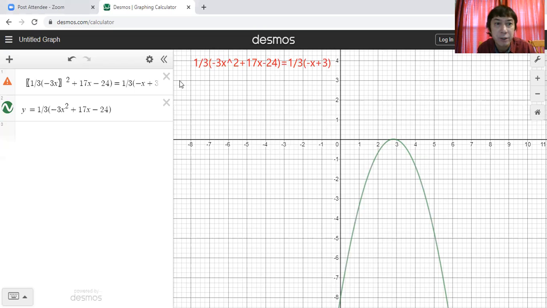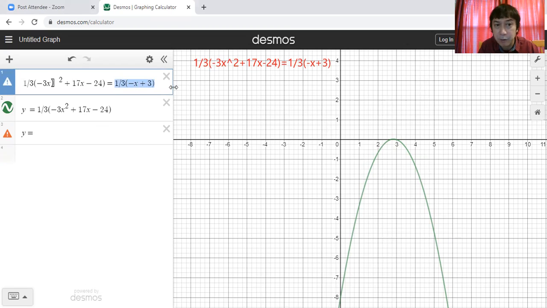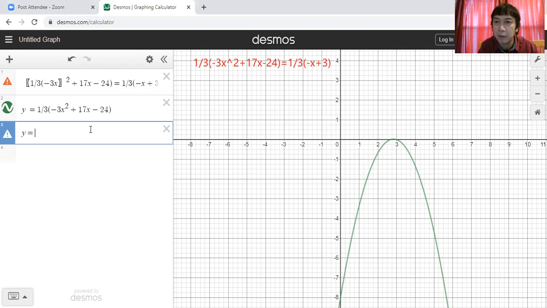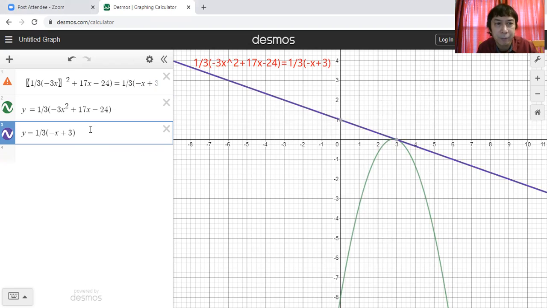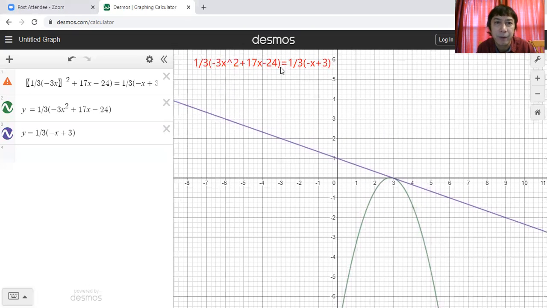Now let's have the graph of the right side. We have here y is equal to the right side. The right side happens to be -x plus 3, times the 1/3. And that's a line. That should be a line there. And we can see the intersection over here at 3, 0. So our x is 3. That's the required value of x. And so we can type it over here, x equals 3.